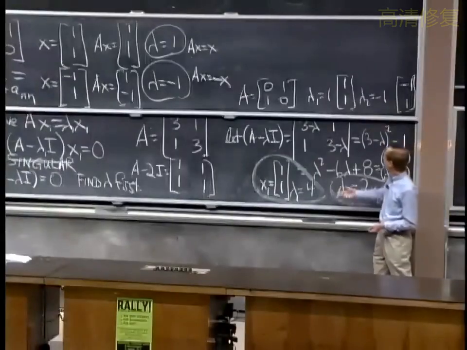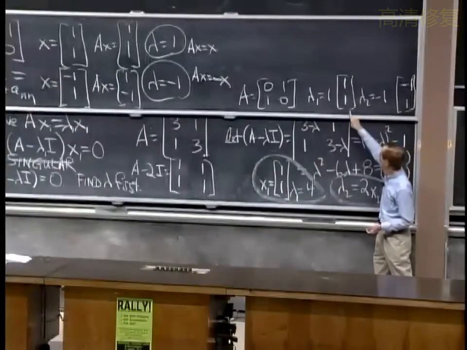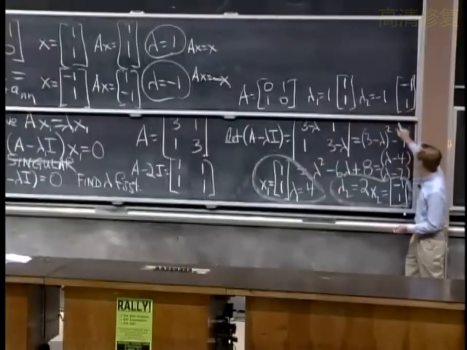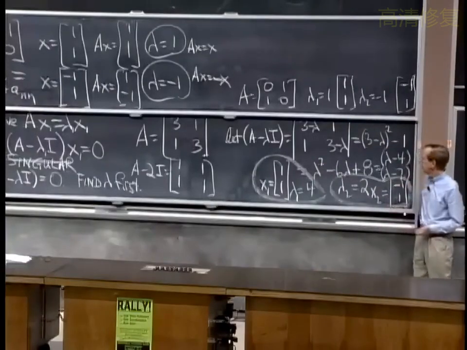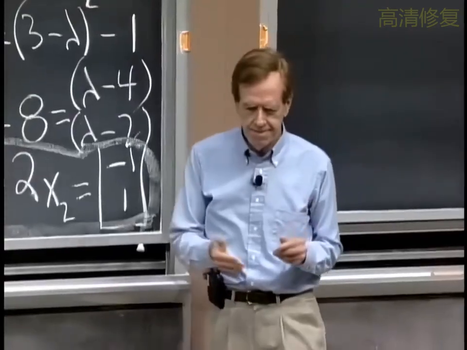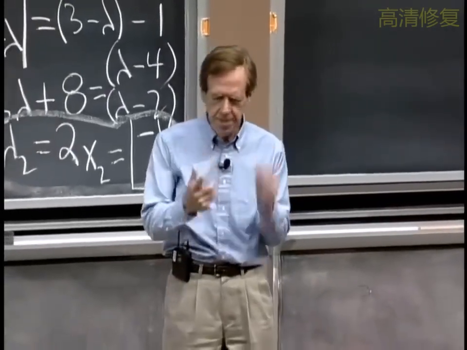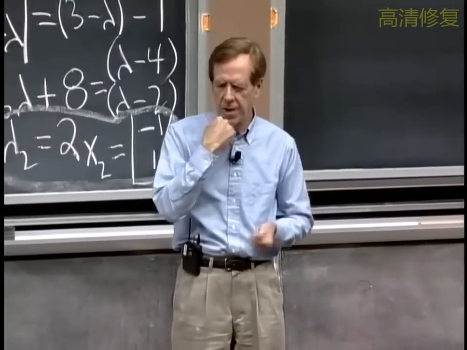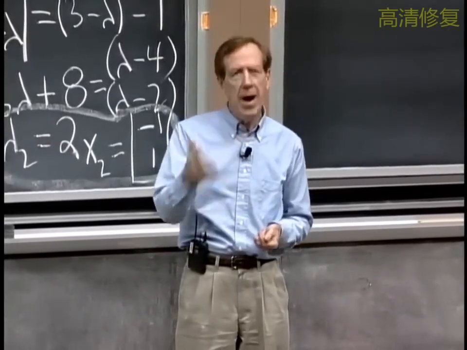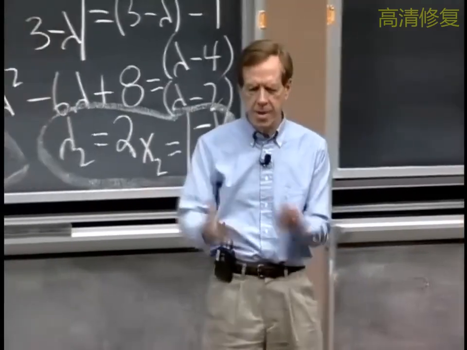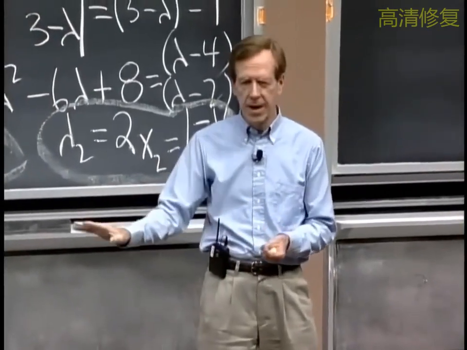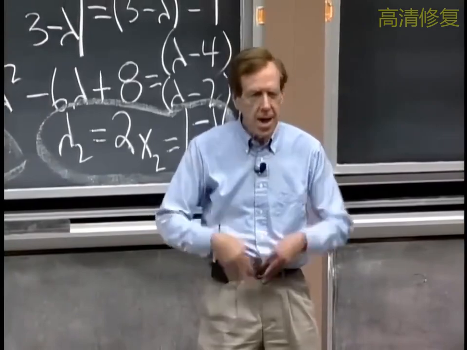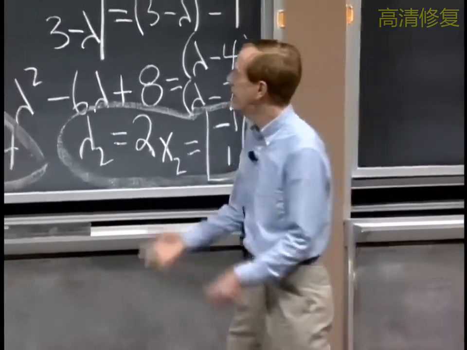What happened to the eigenvectors? Nothing at all. 1, 1 and minus 1, 1 are still the eigenvectors. In other words, simple but useful observation: if I add 3I to a matrix, its eigenvectors don't change, and its eigenvalues are 3 bigger. Let's just see why.